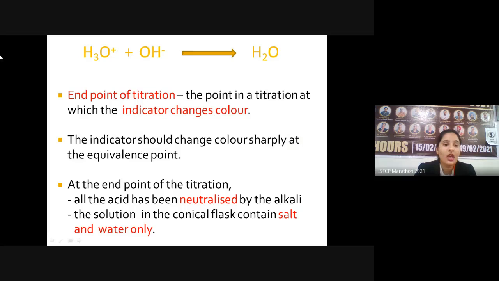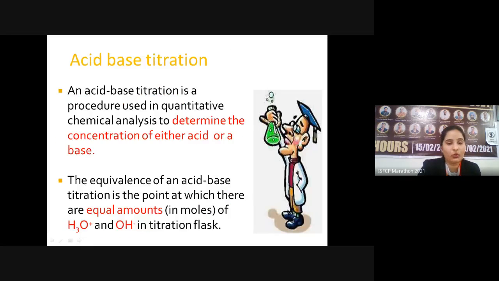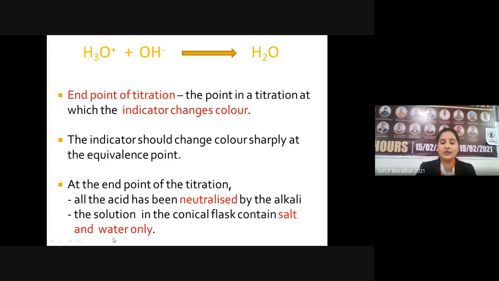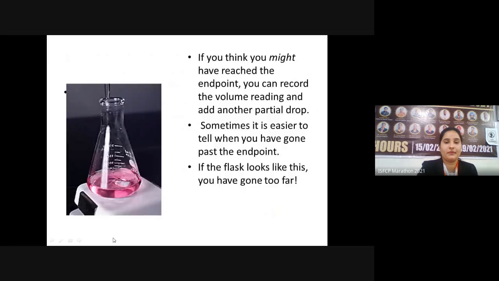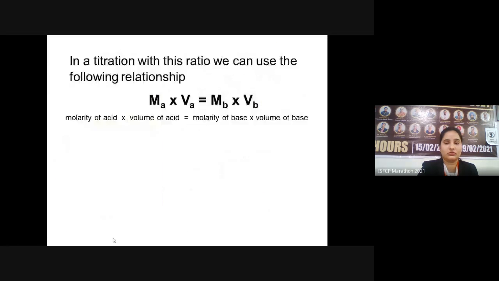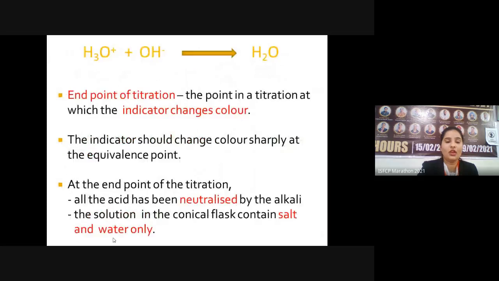At the end point of the titration, all the acid has been neutralized by the base, and the solution in the conical flask contains salt and water. What happens at the equivalence point? As we have seen, at the equivalence point, all the H positive ions have been neutralized, and we have only salt and water left in our conical flask.